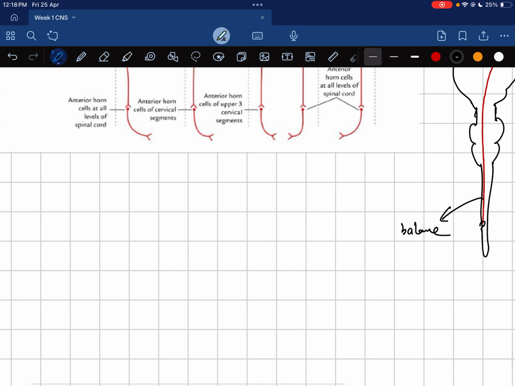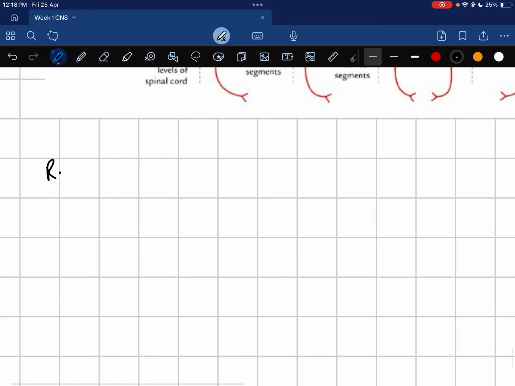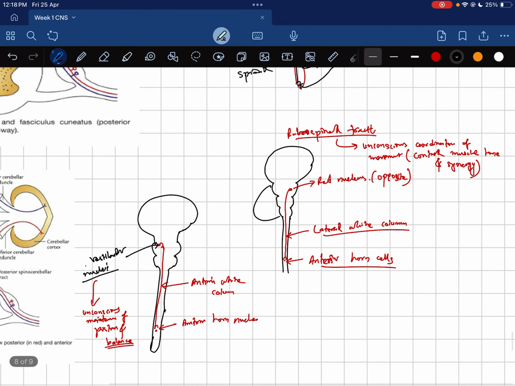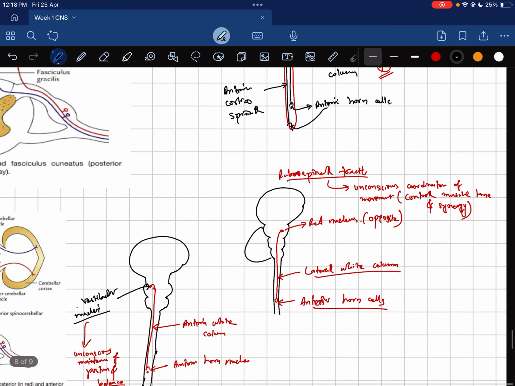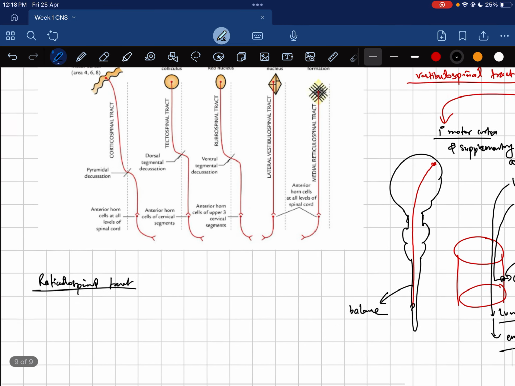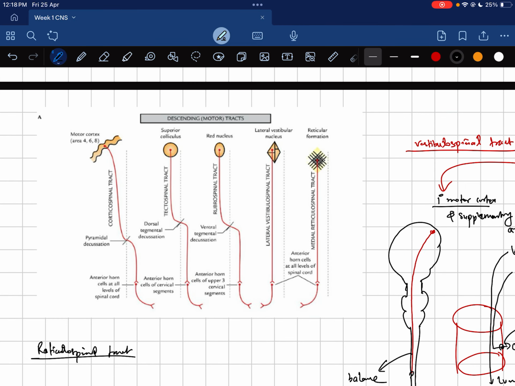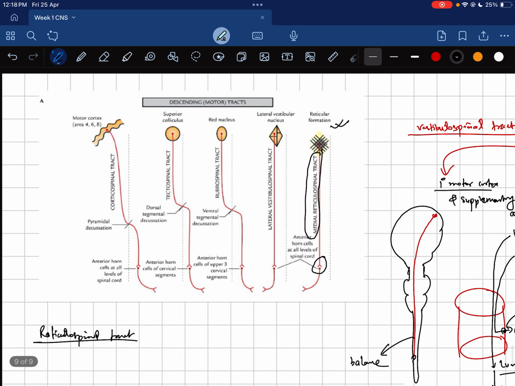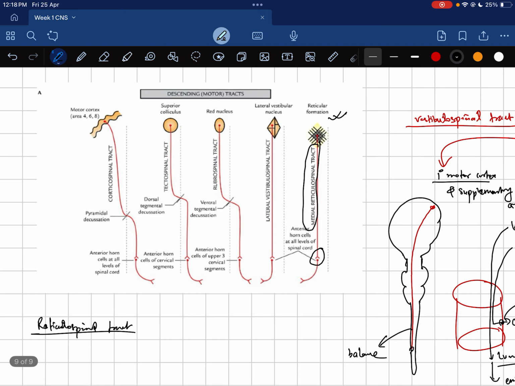So now moving on to the reticulospinal tract. We have discussed the reticulospinal tract, and also the tectospinal tract. We can also look at the reticular formation. From the reticular formation, the medial reticulospinal tract comes out, and it terminates at the anterior half of all levels of the spinal cord, and gives rise to the secondary peripheral nerve.